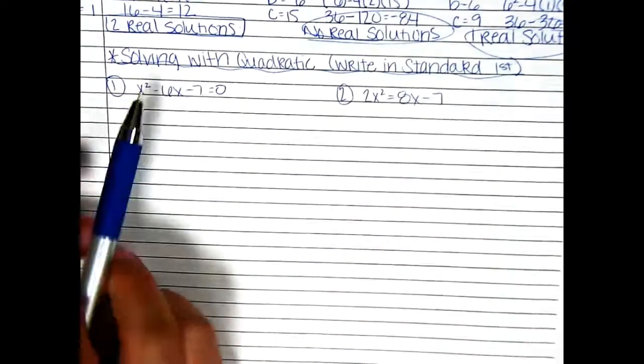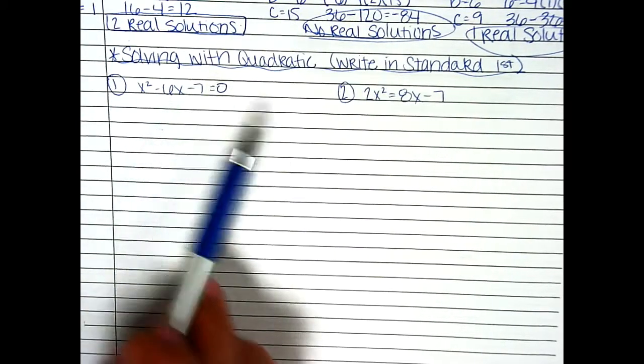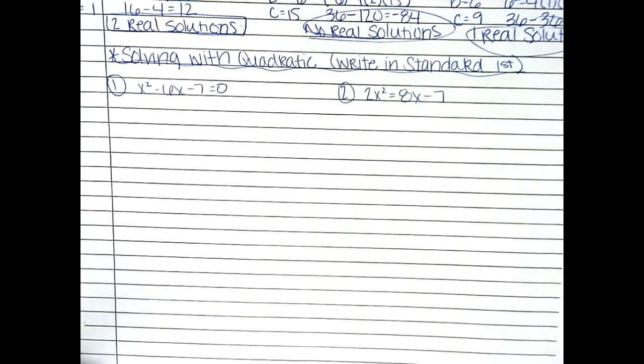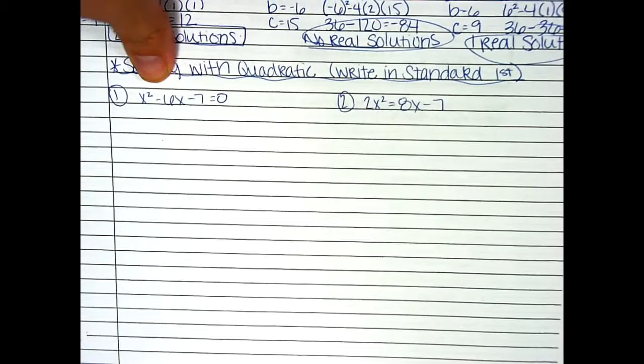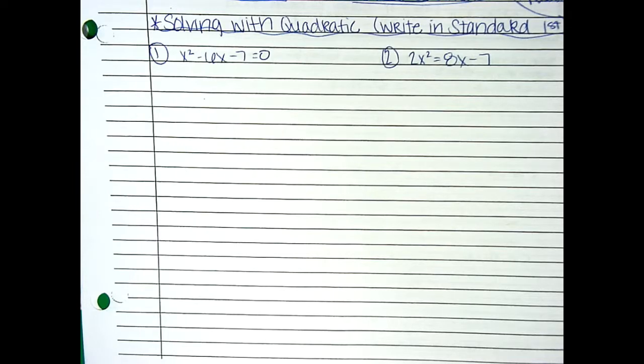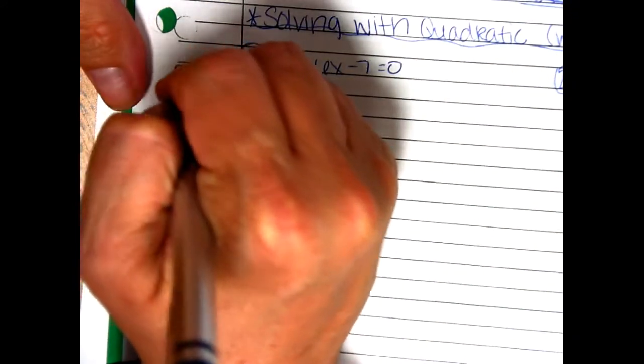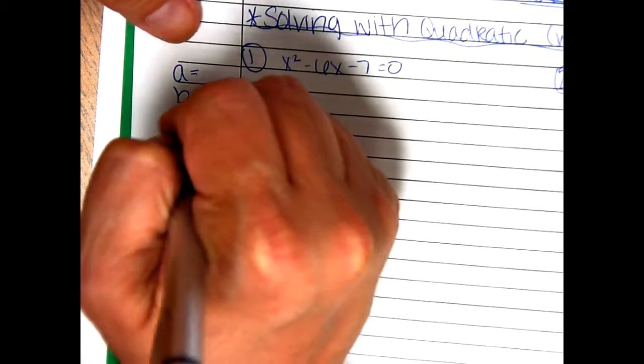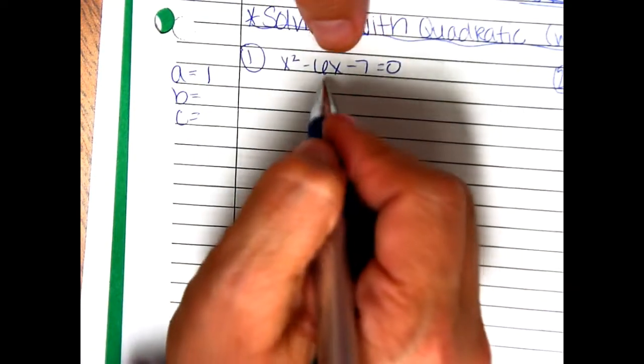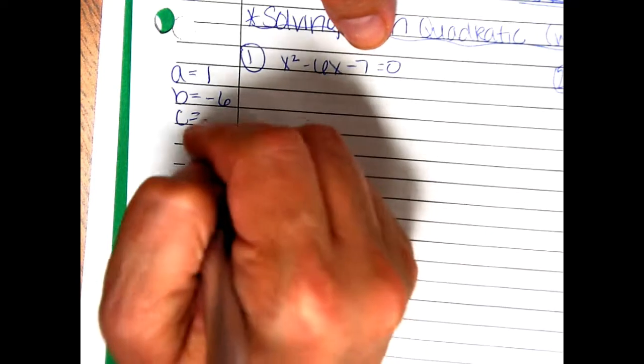Okay, the one thing that you need to know when you are solving with the quadratic formula, if the equation is not in standard form, you need to put it in standard form. Which, remember, standard form of the quadratic is ax squared plus bx plus c equals 0. So for number 1, you can see it's already written in standard form. Let me go ahead and zoom in here. And I'm going to go ahead and list my a, b, and c terms again. So my a term is 1, b is negative 6, and my c term is negative 7.